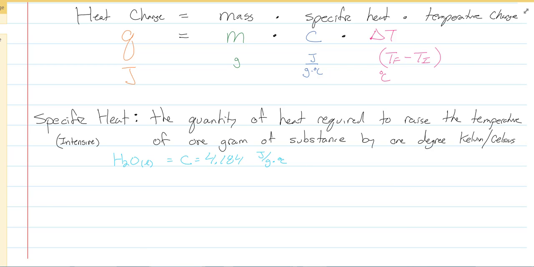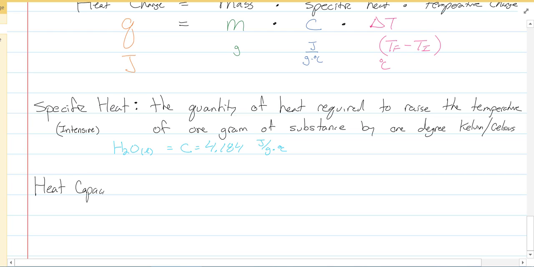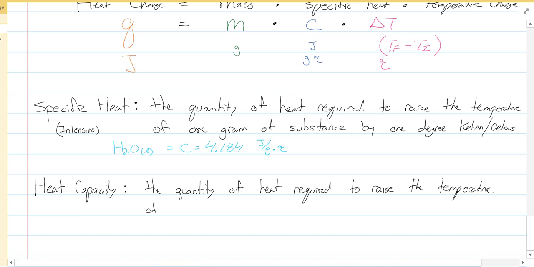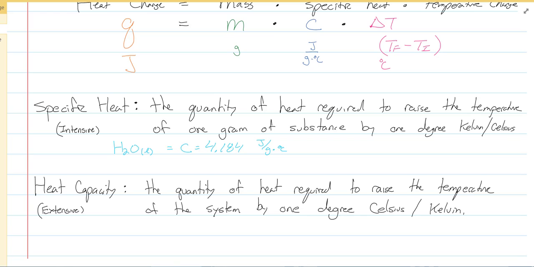There is something called heat capacity. And this is the quantity of heat required to raise the temperature of the system by 1 degree Celsius, or 1 Kelvin. And this is an extensive property because it does matter how much is present. All right, so heat capacity is used when we talk about calorimetry in the next video. You might want to use the heat capacity of the whole system.